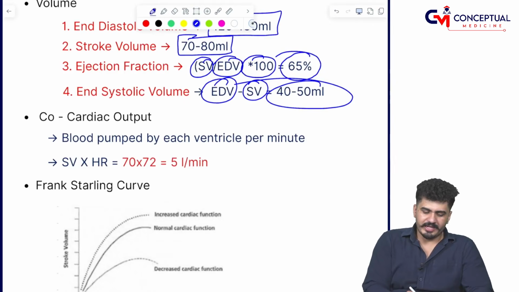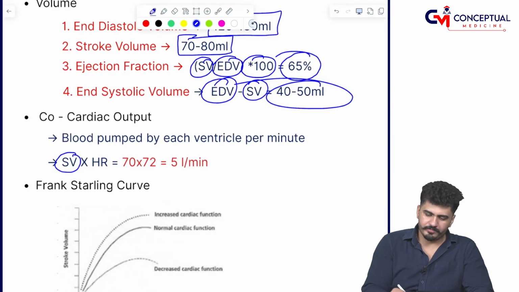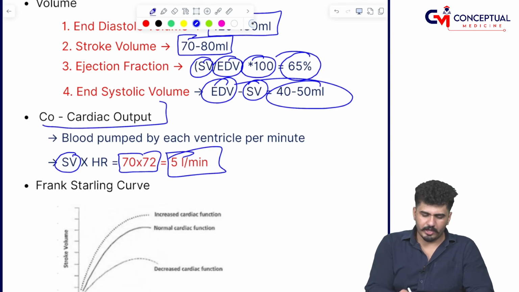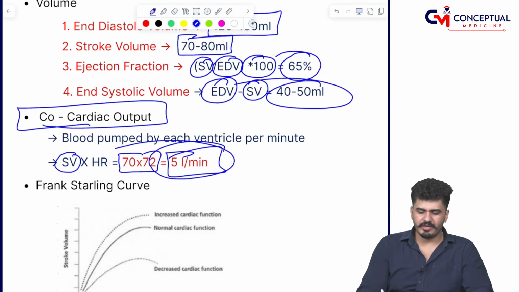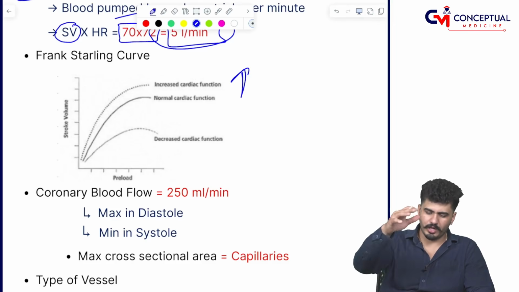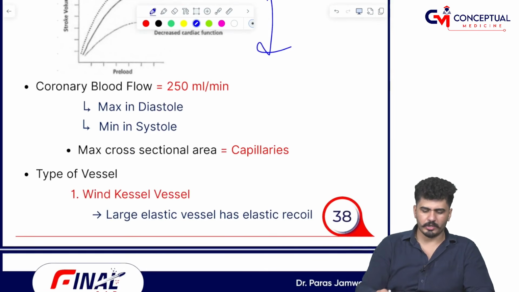Cardiac output depends on that. That is stroke volume, which is 70 to 80 ml, multiplied by heart rate, that is 70 to 100, that is 5 liter per minute. So how much cardiac output do we normally have? This is 5 liter per minute. Frank-Starling law will tell you about the inotropic shift. If it is a positive shift, cardiac function is increased, it will go up. If it is decreased, it will go down.